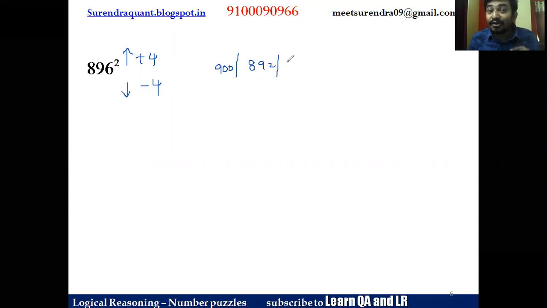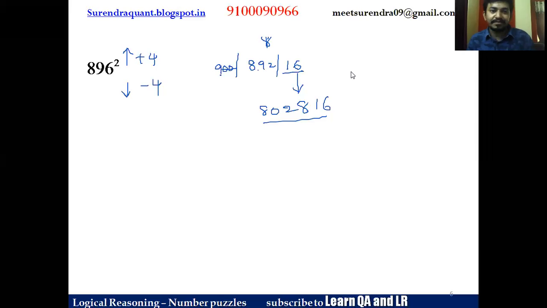Adjustment is 4. 4 square is 16. Now, two zeros cancel. Take these two places directly. There is no carry. 9 2s are 18. 9 into 9, 81 plus 1, 82. 9 into 8, 72. 72 plus 8, 80. So that's all. Right? Simple.